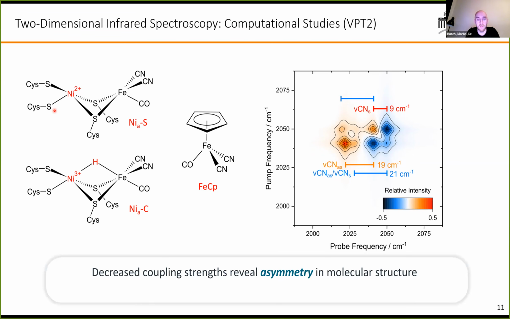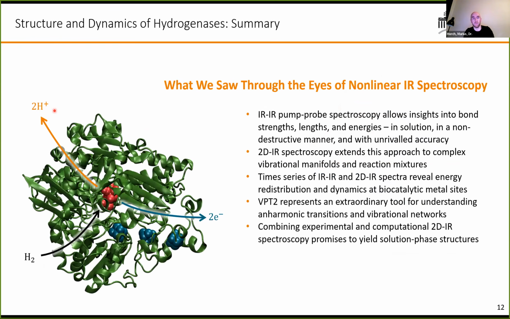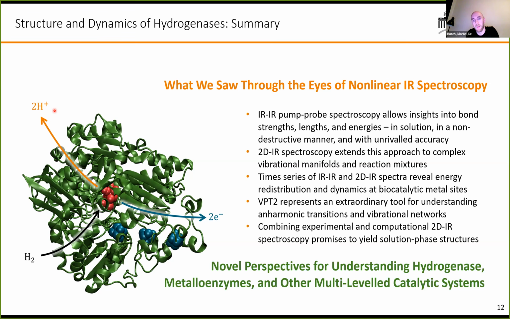We can also extend this analysis and use this fact to obtain local information about the two individual cyanide bonds from these multi-bond stretch vibrations, but I unfortunately don't have the time to explain this in detail. So with this, I'm at the end of my talk. I can skip the summary and just come to the conclusion. I think with these new nonlinear and ultrafast infrared spectroscopic techniques, we can get detailed new insights into structure and dynamics, which provides a new perspective for understanding hydrogenases, other metalloenzymes, and also multi-leveled macromolecular systems in general.